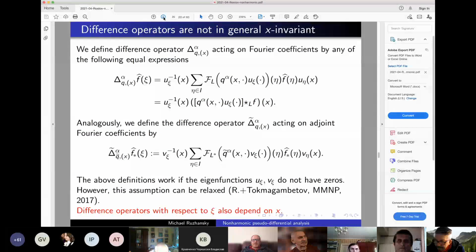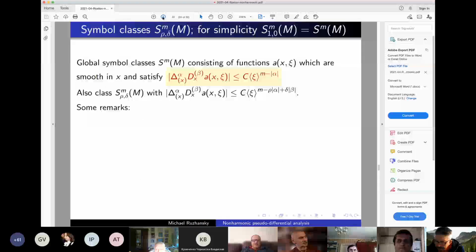And the interesting difference with pseudo-differential analysis on R^n or on groups is that these difference operators act on Fourier coefficients, but they depend on x. Once we define these operators by those formulas, they look complicated, but they are necessary if you want to have a good calculus. And indeed, we obtain a very good calculus for these operators.